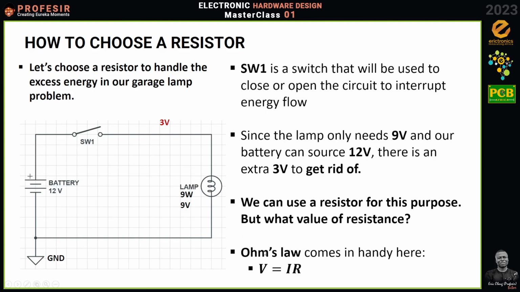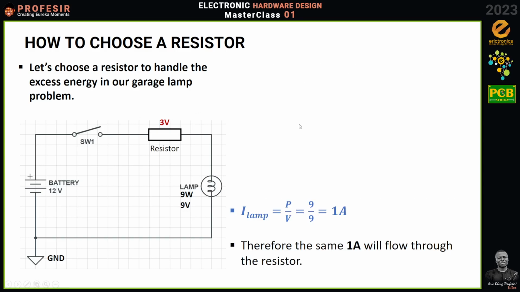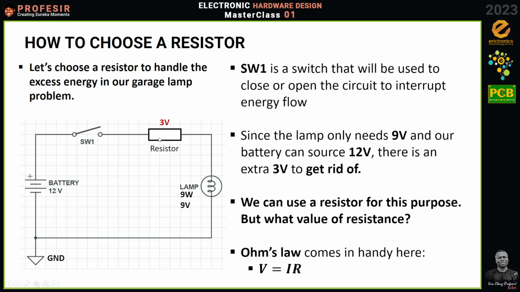So how do we choose the resistance? We need Ohm's law. Ohm's law says V equals IR. V, we know, would be the voltage that is supposed to be dropped, in this case 3 volts. I is supposed to be the current that we want to pass through the resistor. So we have to insert this resistor here, so that the resistor will deal with the excess 3 volts after this lamp has taken what it wants. Is that okay? Very, very important.